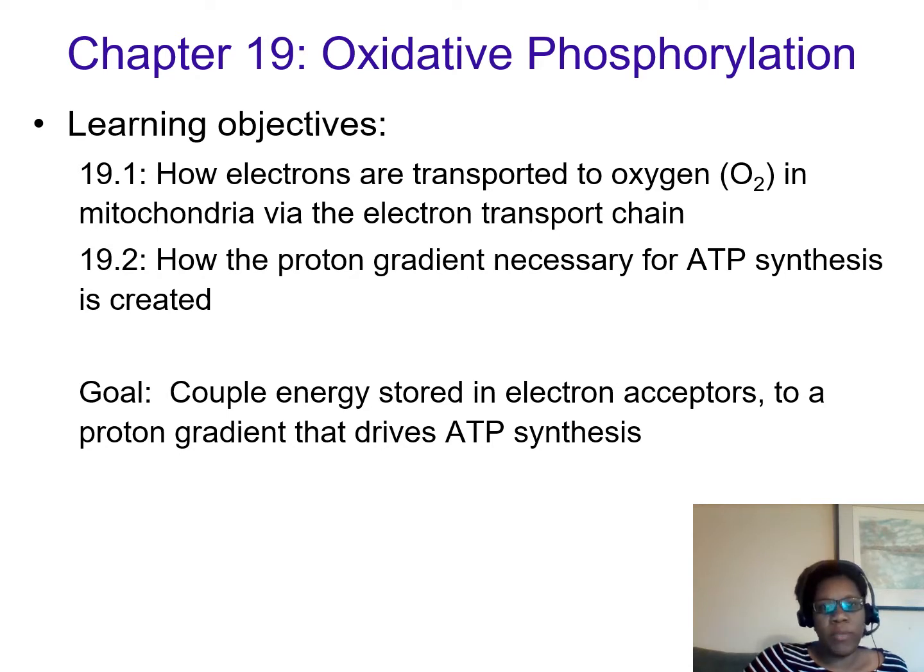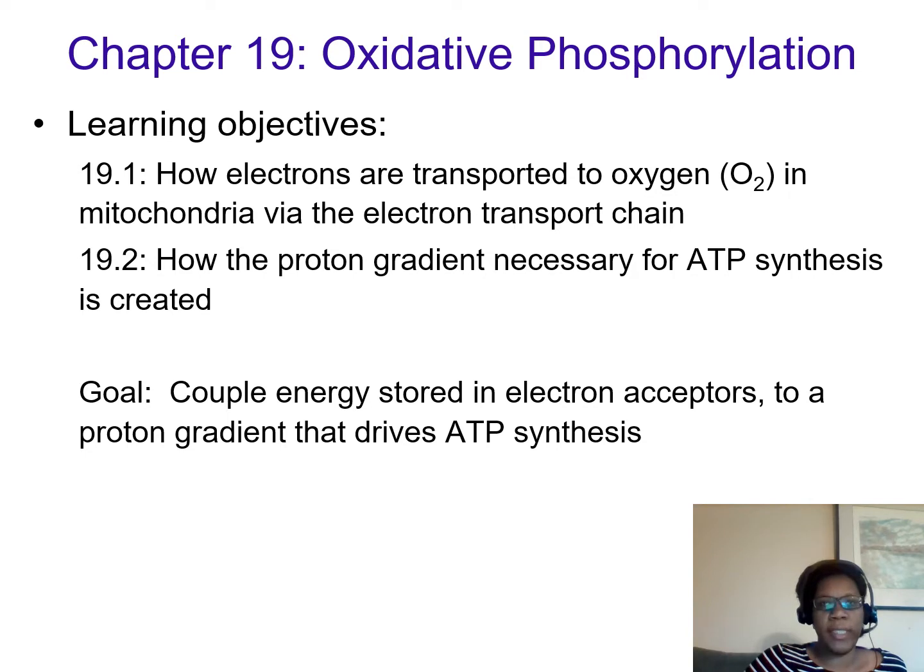So we have only 2 learning objectives. And again, it's not all of sections 1 and 2, but just parts of sections 1 and 2. Section 1, we're going to learn how electrons are transported to oxygen in the mitochondria via the electron transport chain. So oxidative phosphorylation has a couple of names, just like the citric acid cycle has a couple of names. And a lot of times it's referred to as the electron transport chain because it's transferring electrons through a series of reactions, finally to oxygen.